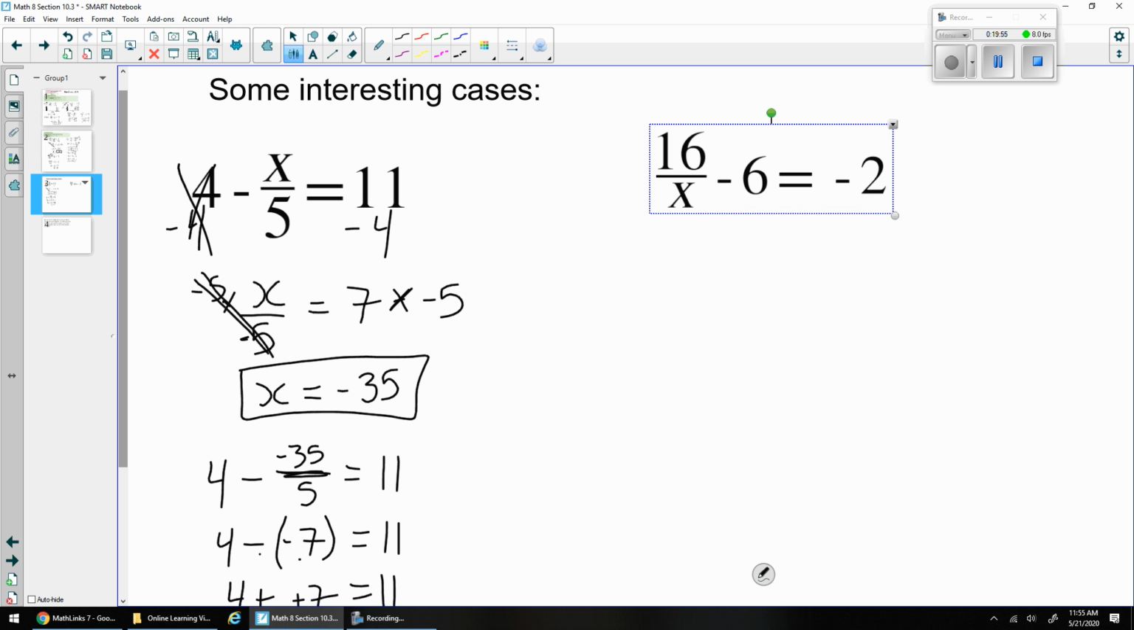Here's another case, and in this one, the x is on the bottom. Okay, but first steps first, I need to get rid of the addition or subtraction. So I'm going to add 6 on this side. I'm going to add 6 on this side. The 6's cancel out. I'm left with 16 divided by x on my left side. And on the right side now becomes positive 4.